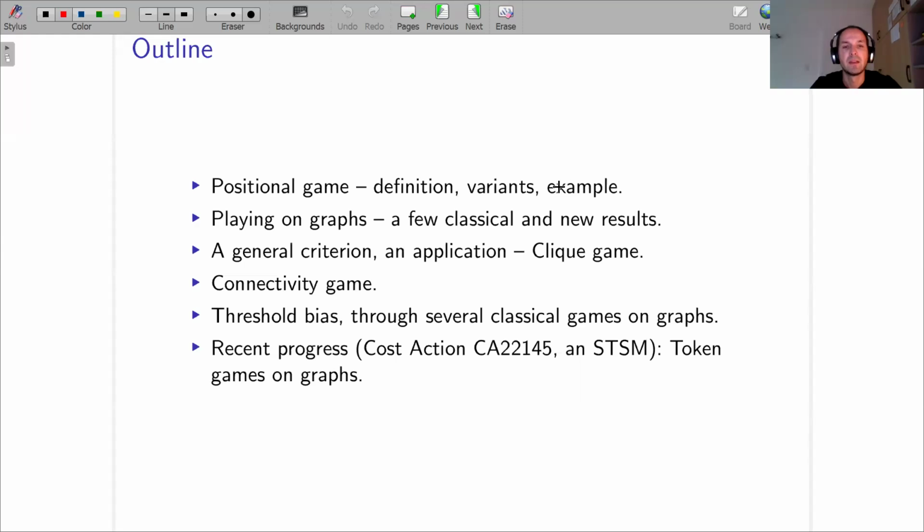Finally, I want to say a little bit about some research progress, fast forwarding to this year. I took part in an STSM within the current COST action on games, and we have some results that I want to show you. These are also some positional games on graphs.